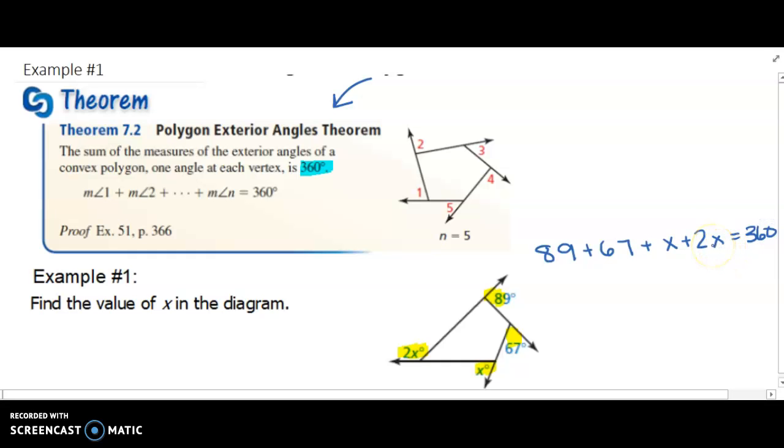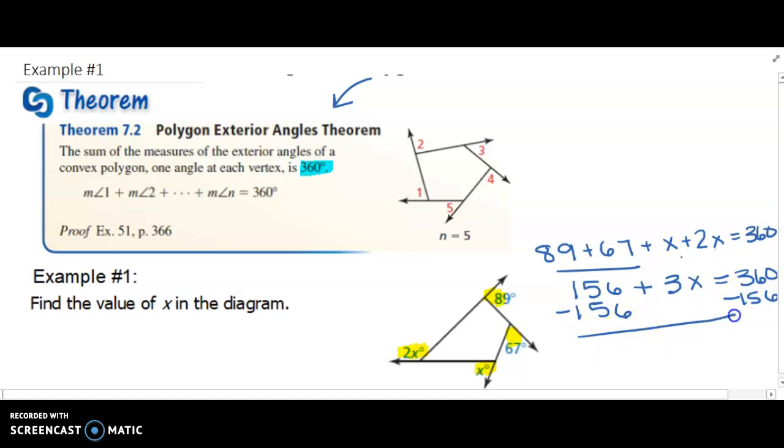Now we've taken a geometry problem and we have turned it into an algebra problem. So 89 plus 67 is 156, plus x plus 2x is 3x, equals 360. So 360 minus 156, I get 3x equals 204. Divide both sides by 3, I get x equals 68. That is the value of x.